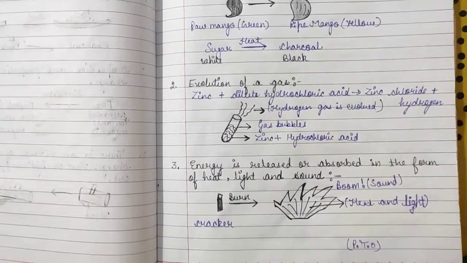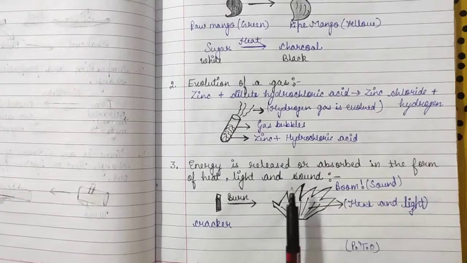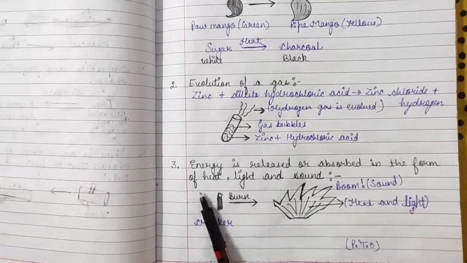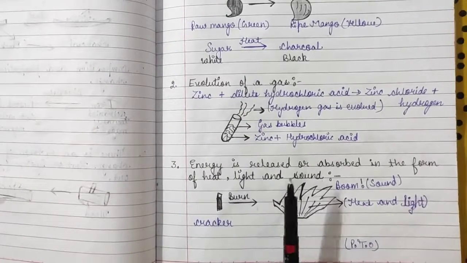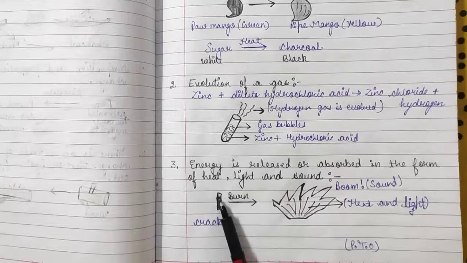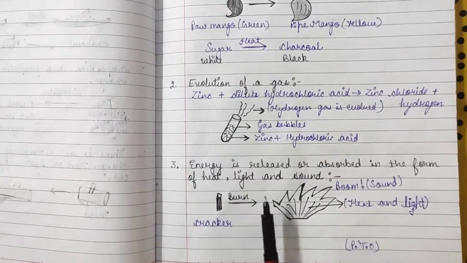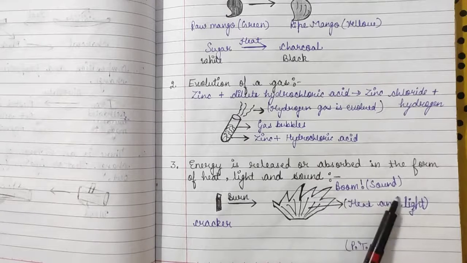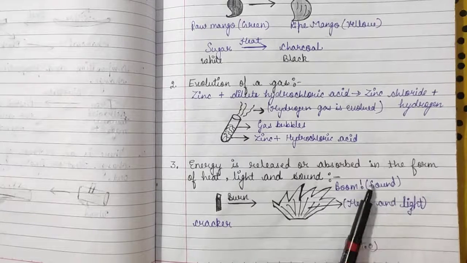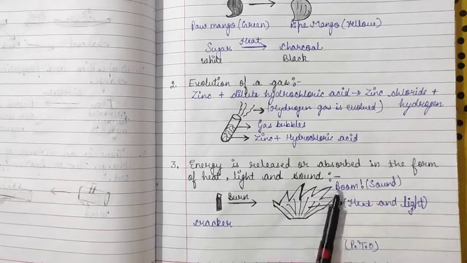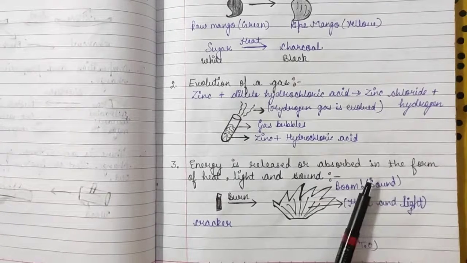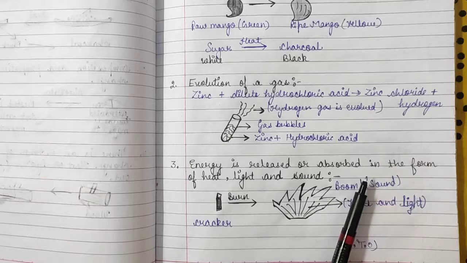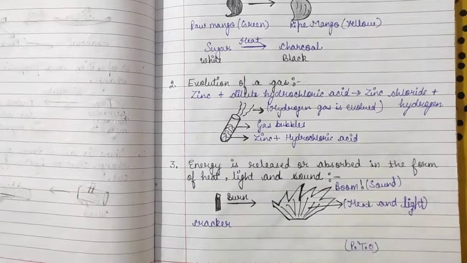Third one is energy is released or absorbed in the form of heat, light and sound. When you crack the crackers, after burning, the boom sound will be produced and also heat and light energy will be produced. So it is also showing the chemical change. Burning of crackers is also a chemical change.